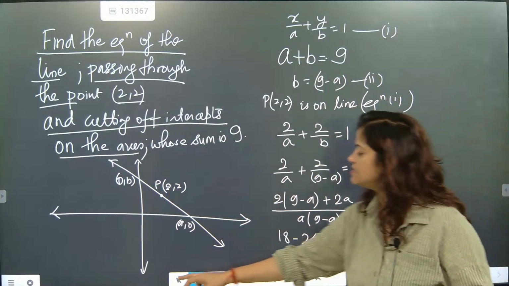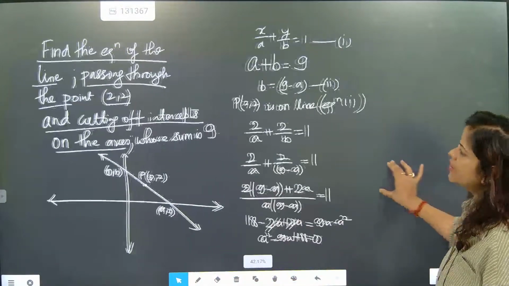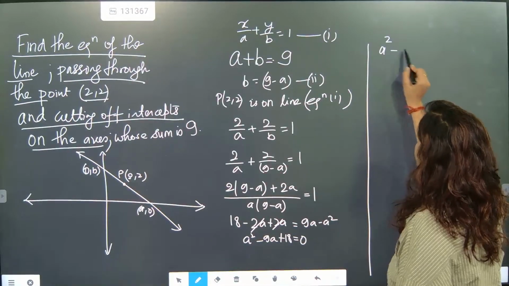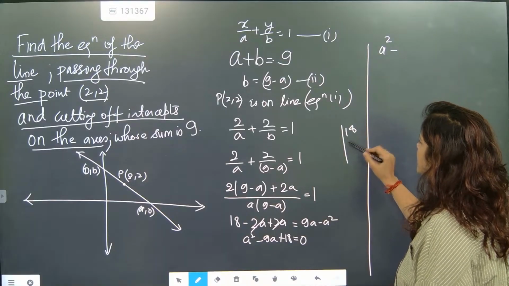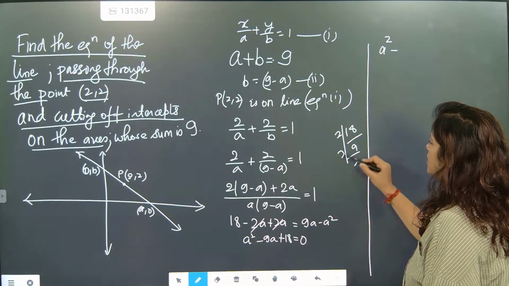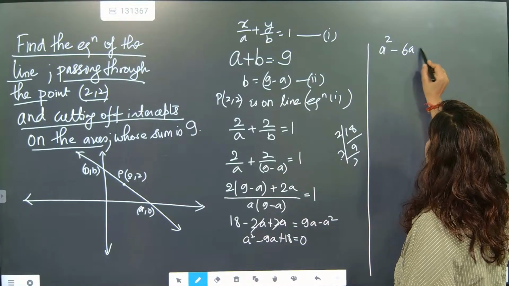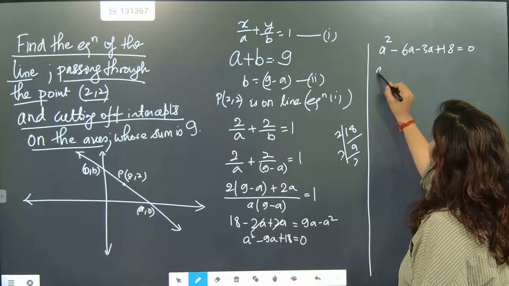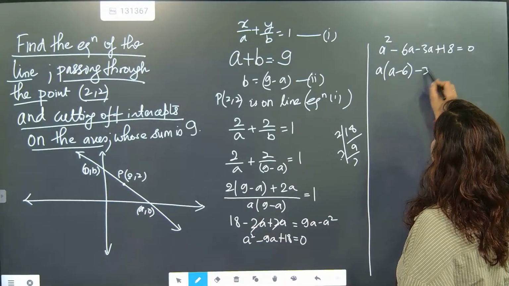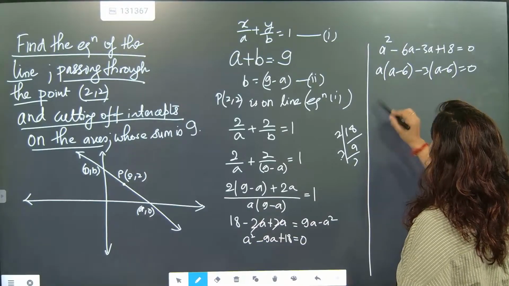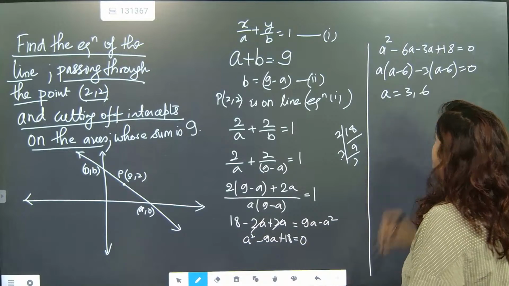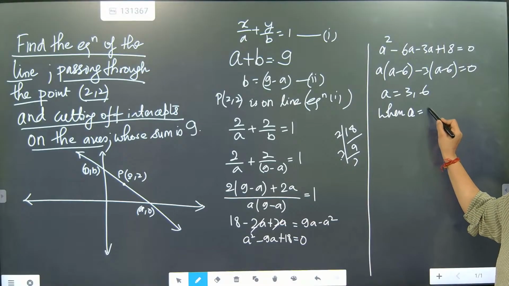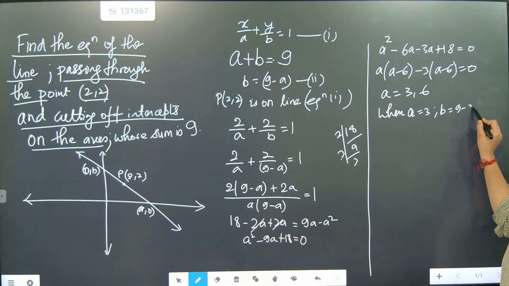So once this equation is coming, what work are we doing? Check this one out. a square, 18 can be factored as 2, 9, 3, 3. So we will write minus 6a minus 3a plus 18 equal to 0. So here a will come: a minus 6, minus 3, a minus 6 equal to 0. So a is coming as 3, 6. When a is equal to 3, b will be 9 minus 3, that is 6.